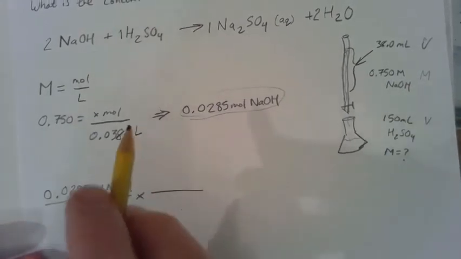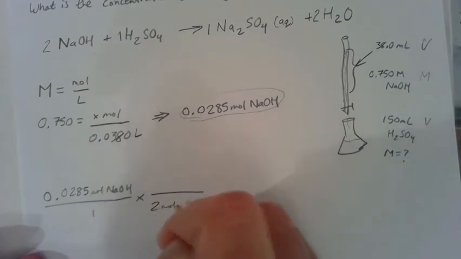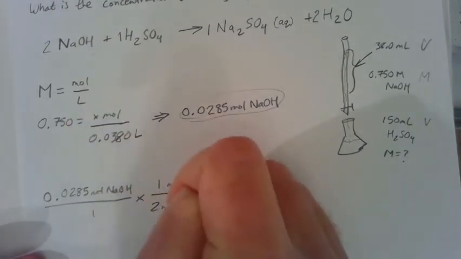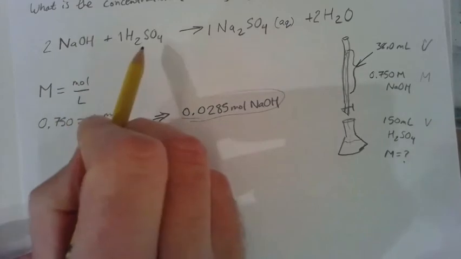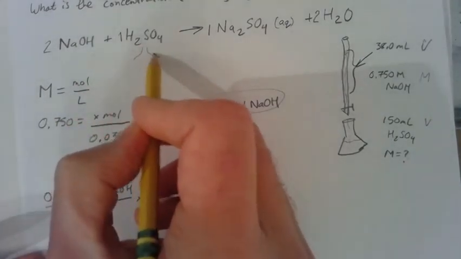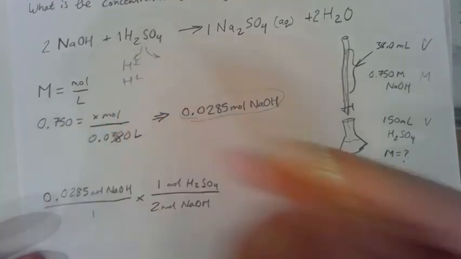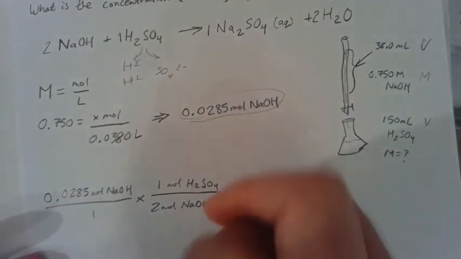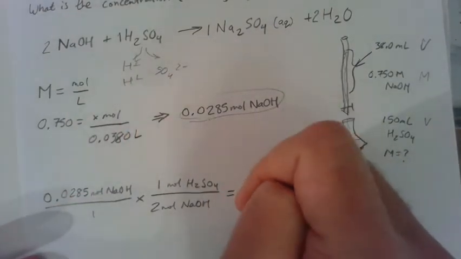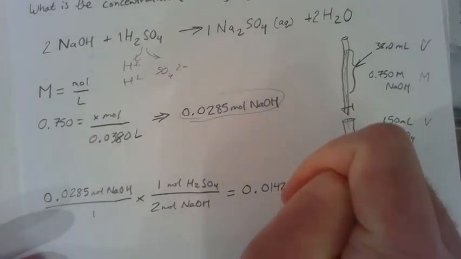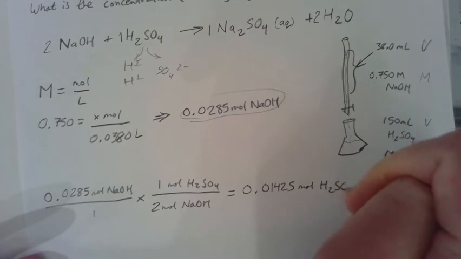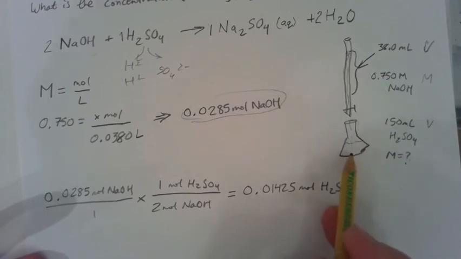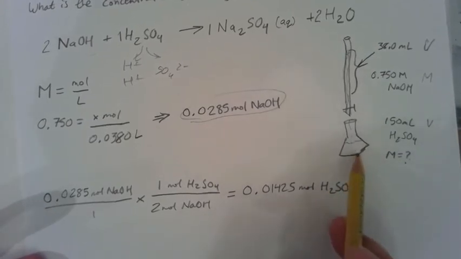If we look at the coefficients, 2 moles of NaOH is neutralized by 1 mole of sulfuric acid. Notice that this is a diprotic acid. When this dissociates, it's going to give you 2 H+ ions and a sulfate ion, so it's what we call diprotic. If we do that, that comes out to 0.01425 moles of sulfuric acid. Now, that is not your answer. That's just telling you how many moles of H2SO4 were in this flask.